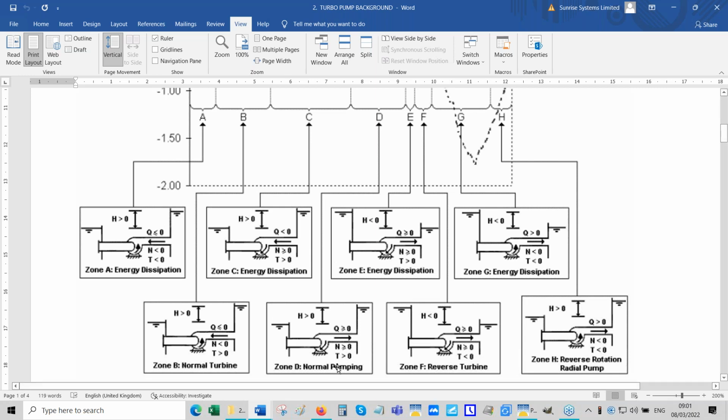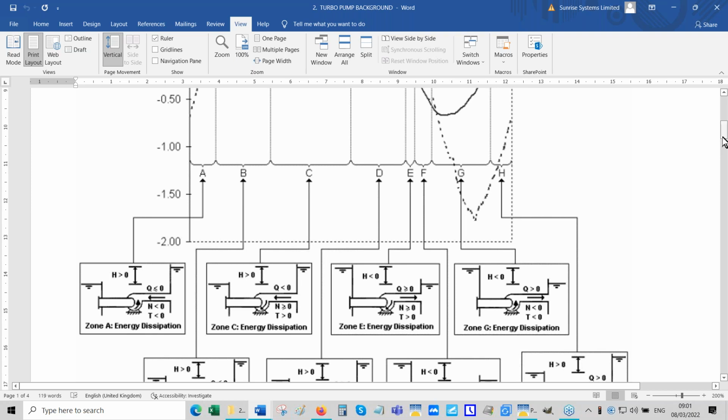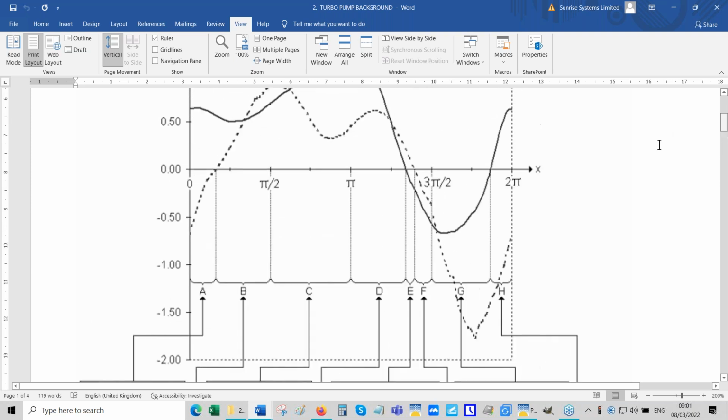See, that's normal pumping because the head is positive, the flow rate is positive, the RPM is positive, and the torque is also positive. But in the pump trip condition, that x lies between these two values. Those are the Suter curve values.